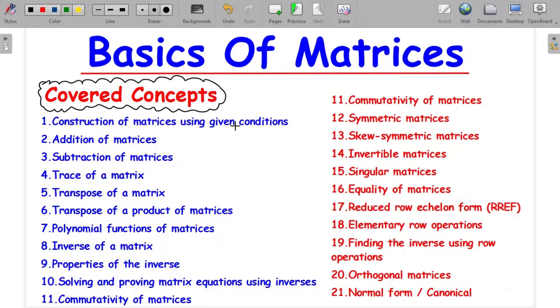So the first concept is the construction of matrices, given certain conditions. How do you construct a matrix, or how do you make or form a matrix from scratch when you're just given the conditions of the i and the j? The i will be representing the rows, the j the columns. So if you are given those conditions, how can you construct a matrix?